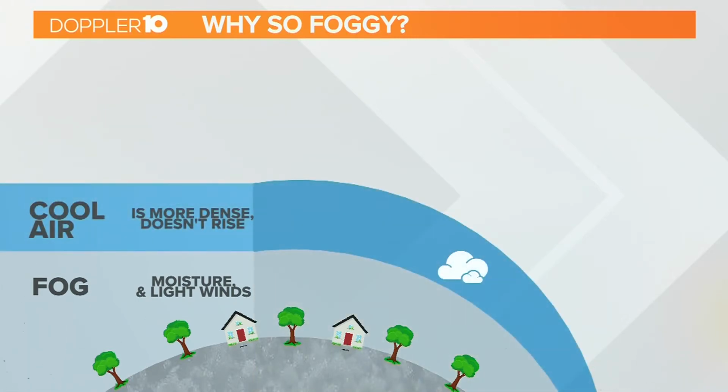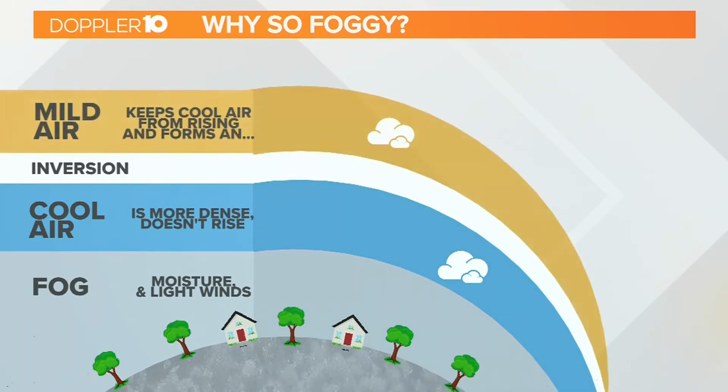And again, this is due to the fact that we have clearing conditions, we have moisture near the surface, we have light winds. Cooler air is more dense, thus it doesn't like to rise as much, and what happens is we get warm air that goes over this cold air, which causes an inversion to form. And that's where we have air that warms as it gets higher into the atmosphere. Usually it's the opposite way around.